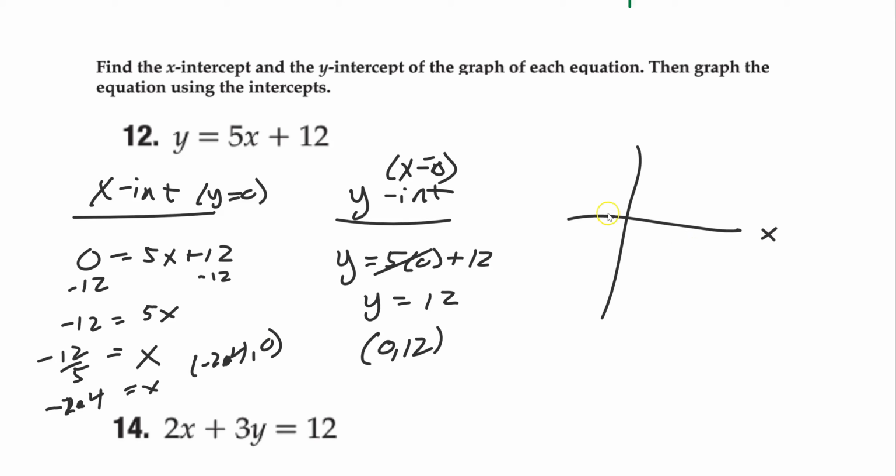Negative 2.4 and 0. Probably should use the tool again, but whatever, we're here. And then graph your y-intercept, 0 and 12. Let's say it's way up here. Then you can just connect the dots much better than I can, because this is not the easiest thing to do in the world. That isn't too bad. There you go. By the way, it's a function, it's one-to-one.